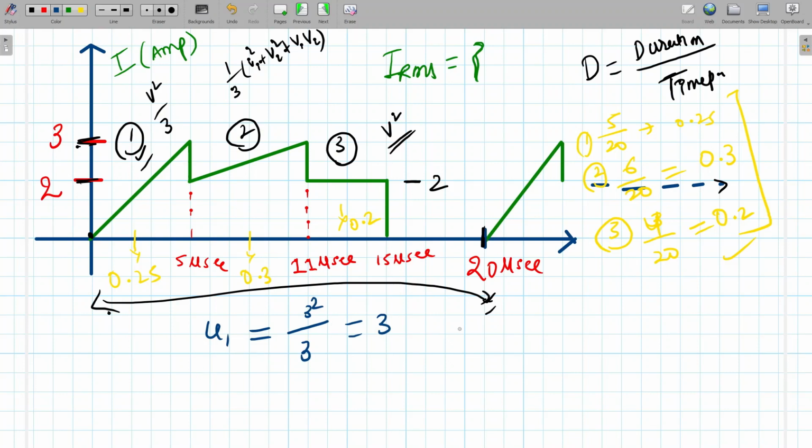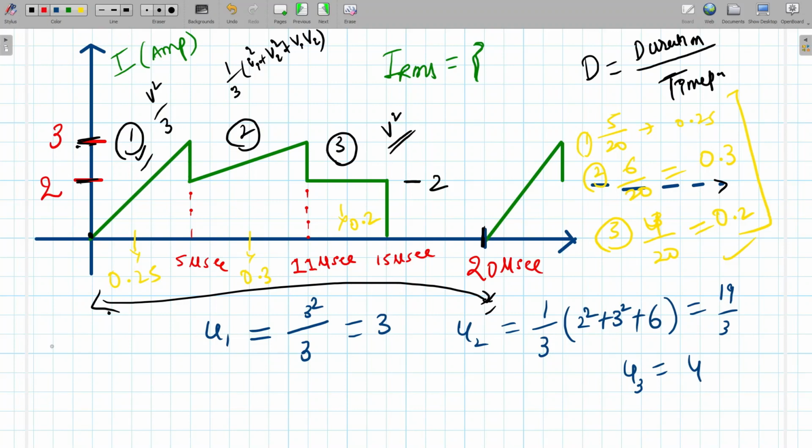U1 is equal to 3. What will be U2? Anyone can tell? U2 is equal to 1 by 3 times 2 square plus 3 square plus 6, which is equal to 19 by 3. And U3 will be 1 by 3 times V1 square plus V2 square plus V1 V2. U3 will be 4.